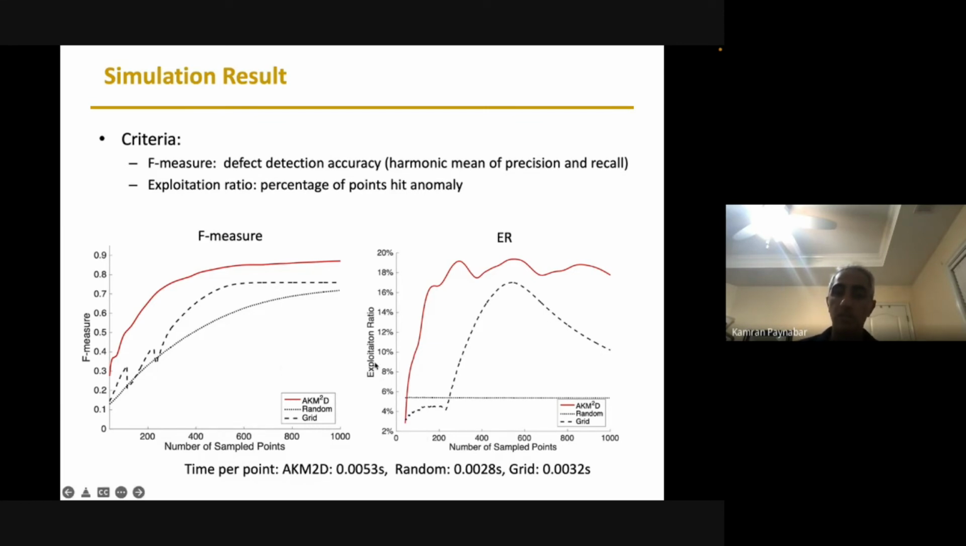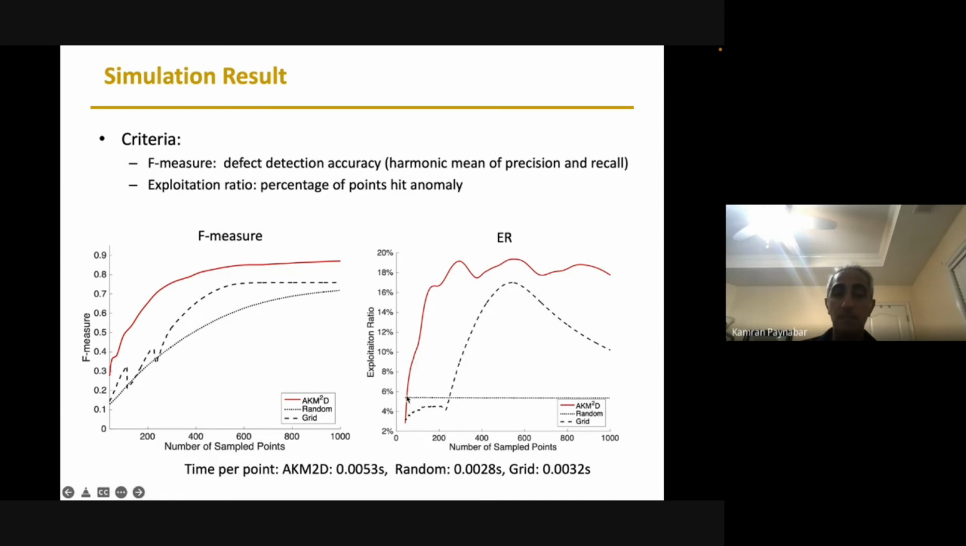This is also the exploration ratio, how much we spend on exploration, and the rest would be on exploitation. As you can see, random sampling is completely random, so the exploration ratio is always the same because it's always random. Our method, as you can see at the beginning, I'm sorry, this is the exploitation ratio.